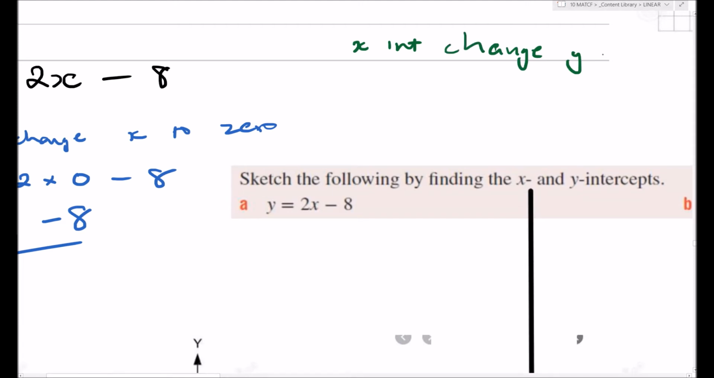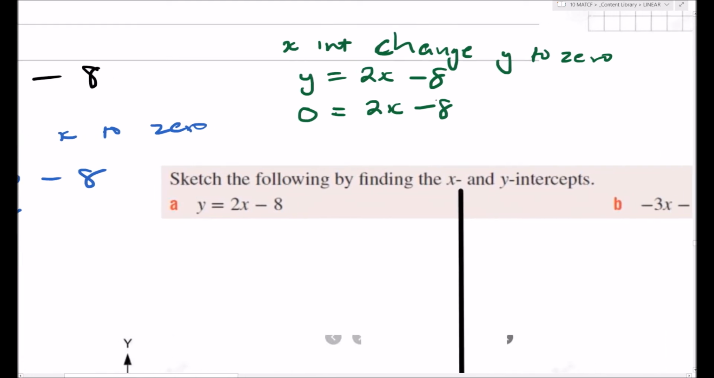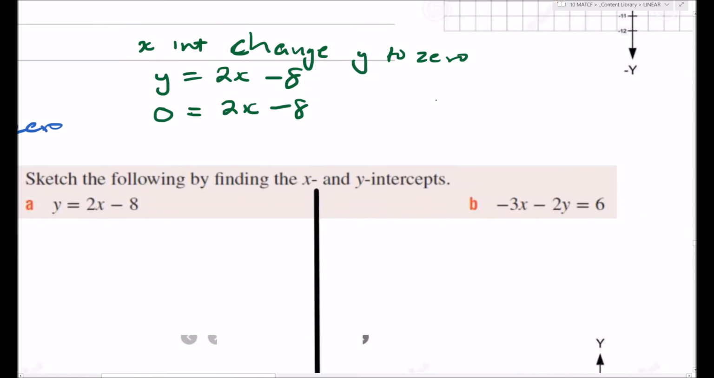Change y to 0. Okay, so for the x-intercept, you want to change the y variable to 0. So in your formula of y equals 2x minus 8, change y to 0. So it's going to be 0 equals 2x minus 8. Now you're left with this. But what you want to do is try and isolate the x. So make x by itself to figure out what the x-intercept is going to be.